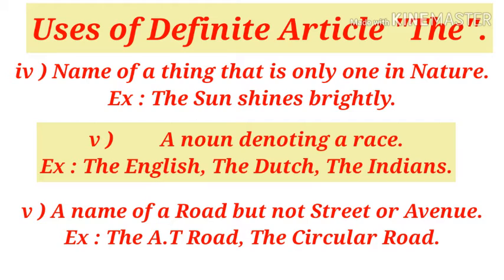Then it is also used before the name of a thing which is only one in nature. That means in nature we find it in only one place. For example, moon, sun: these are things that exist only once in nature. We do not find two moons or two suns in nature. Yes or no? So in front of those kinds of things we also use the definite article the. For example, the sun shines brightly. The sun is a thing which is only one in nature, and here in front of it we have used the definite article the.